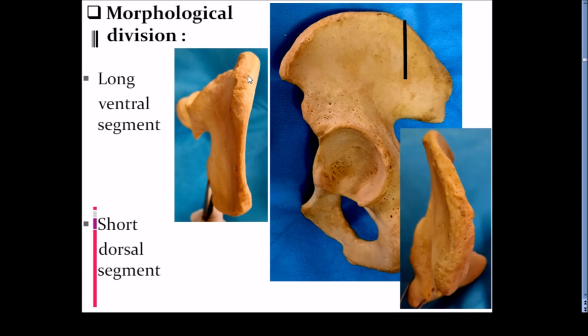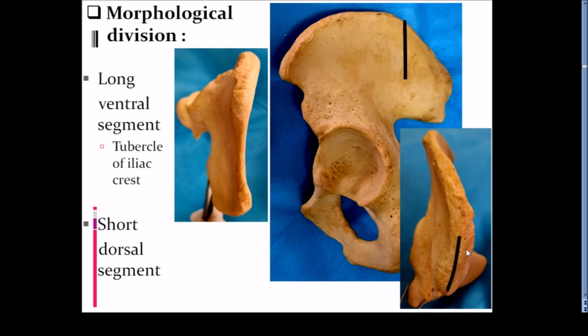Now the short dorsal segment. This short dorsal segment forms less than the posterior 1/3 of the iliac crest. The external features of this short dorsal segment: it has two slopes, a lateral slope and a medial slope. Both these slopes are separated by a single ridge. This is the ridge that separates the lateral slope from the medial slope. Both these are the features of the short dorsal segment.